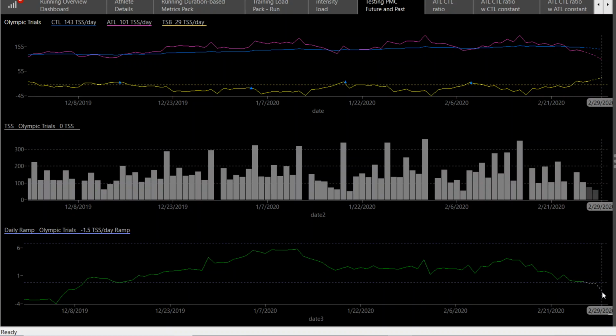-1.5. But more importantly, particularly with ramp rate, what I like to see for an A race is for the ramp rate to look negative for at least 1 day up to maybe 5 days tops. Ideally, maybe 3 days. So here we have for this athlete 1, 2, 3 days. I'm looking over here, this number right here.